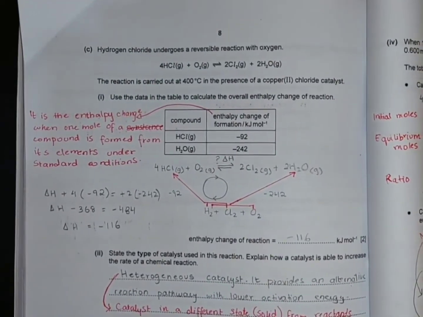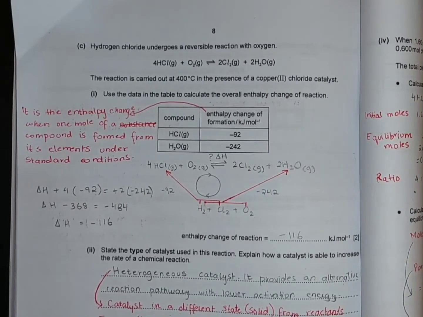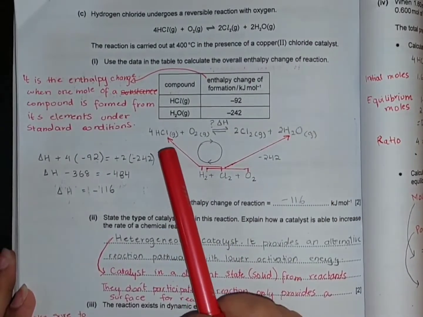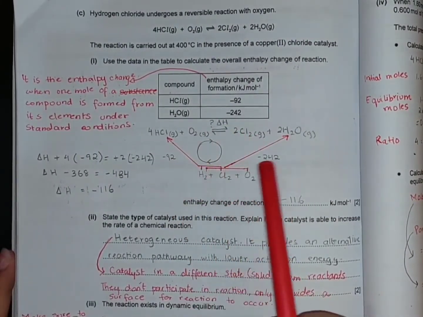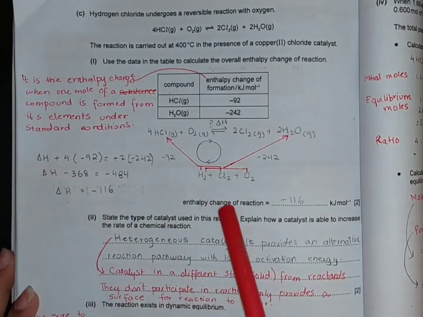Part C. Hydrogen chloride undergoes a reversible reaction with oxygen. The reaction is carried out at 400 degrees Celsius in the presence of a copper(II) chloride catalyst. Use the data in the table to calculate the overall enthalpy change of the reaction. So the equation has been given to us. You can use this equation to make this sort of diagram to help you in finding out the enthalpy change of reaction.